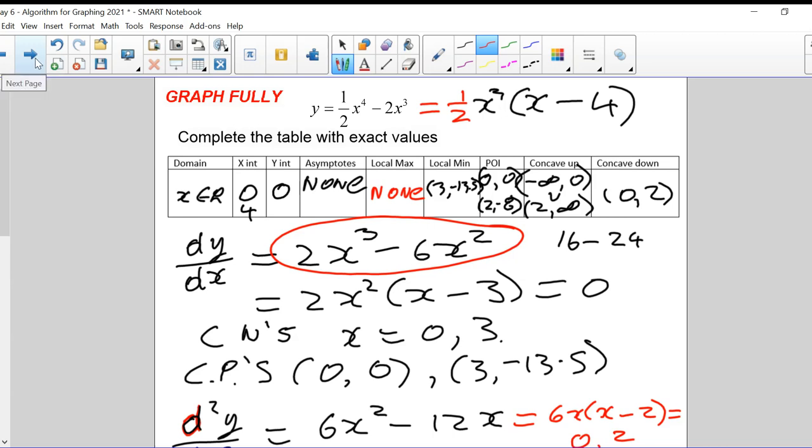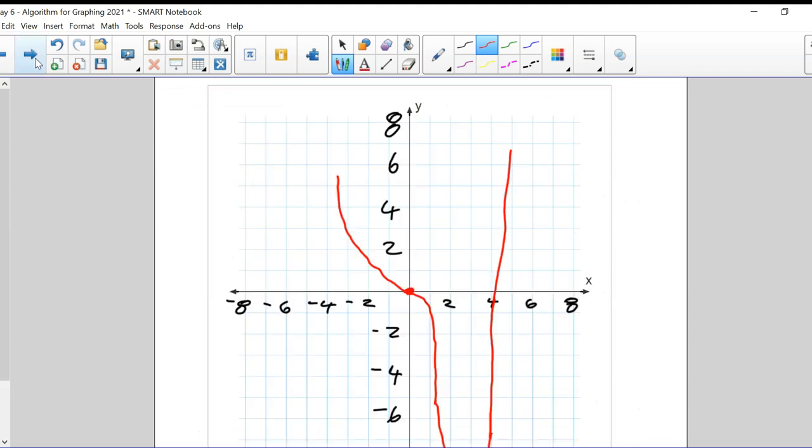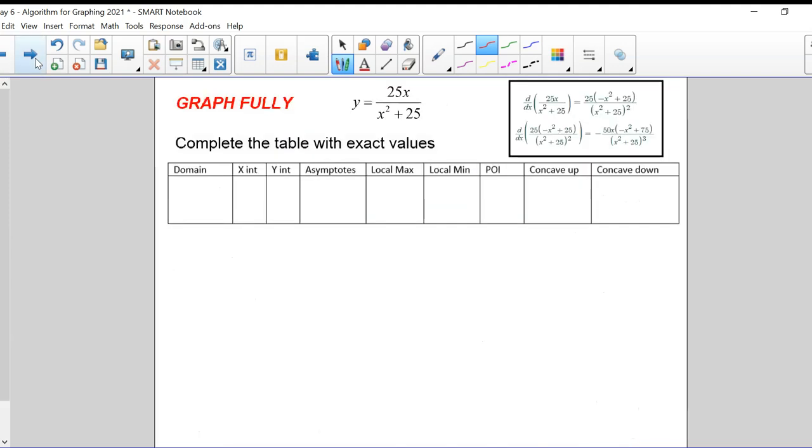Let's move on. Unless there are any questions on that, I'm going to move on to the next one, which, yes, is going to be a little bit more challenging. It's a rational function. So that's this one here.